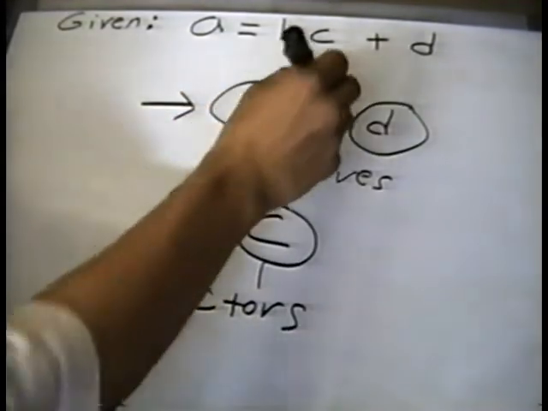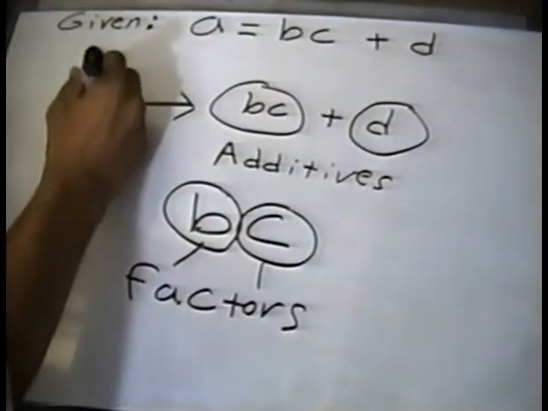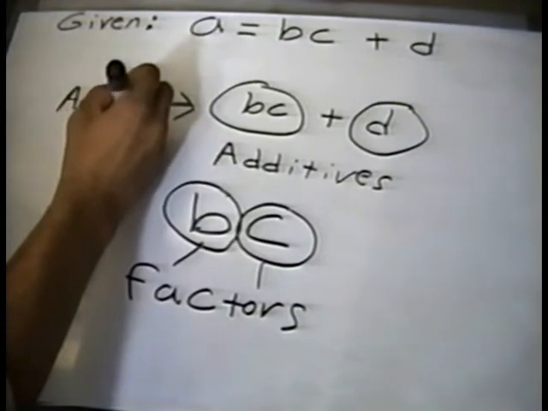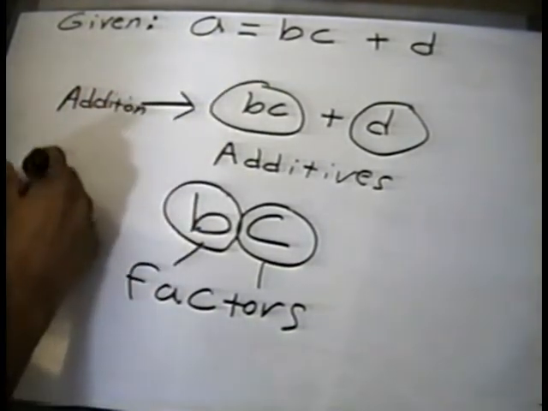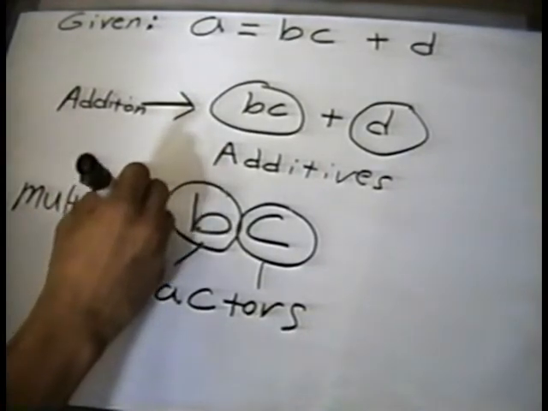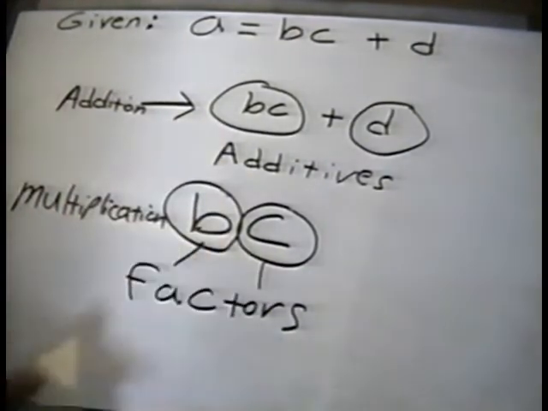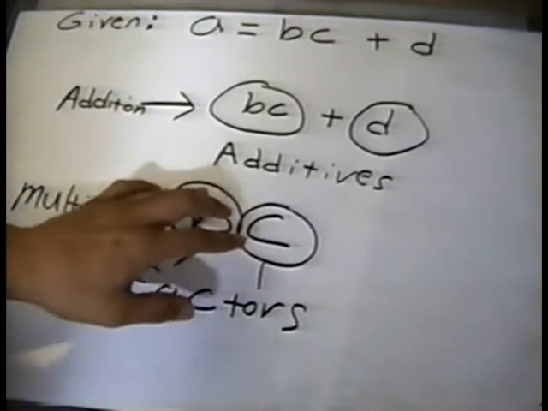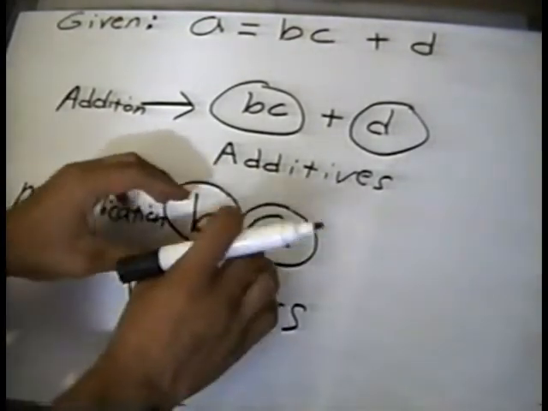Okay, these are factors. And here, that's an instance of a multiplication. Here, because of the addition, we have an addition taking place. That's an addition. Here, this is a multiplication.